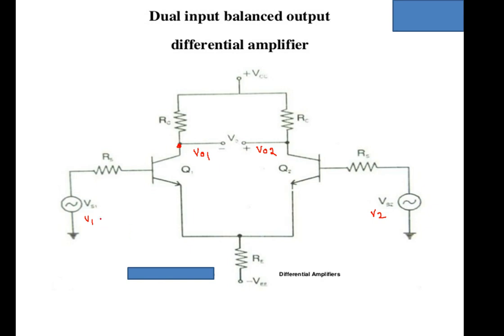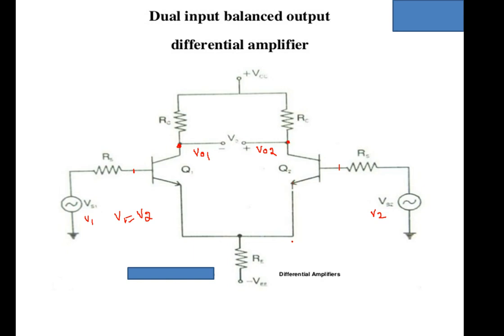let us say the V1 and V2 values are equal. I am taking V1 equal to V2. That means I am applying the same input at both the transistor bases. So here we are having transistors Q1 and Q2, and at the base we are applying the input and at the collector we are taking the output. Similarly, here also at the base we are applying the input and from the collector we are taking the output.